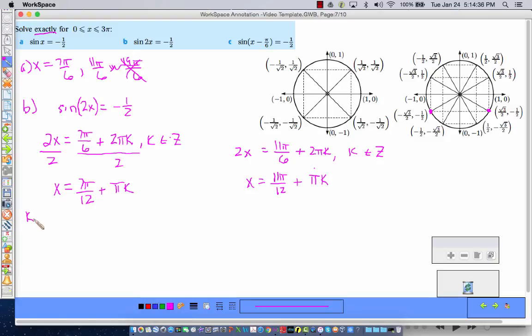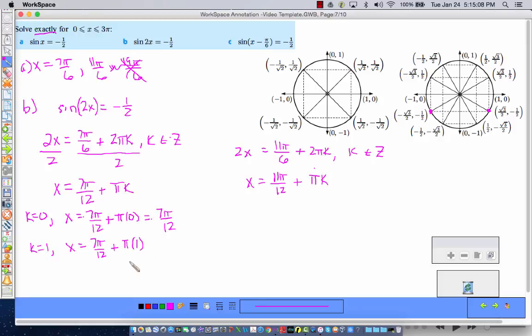So for k equal to 0, x is going to equal 7 pi over 12 plus pi times 0. Well, anything times 0 is 0, and I get my original 7 pi over 12. That makes sense. I check to see if it's in the specified domain, and it certainly is. Then I'll try k is equal to 1. So x would be equal to 7 pi over 12 plus pi times 1.